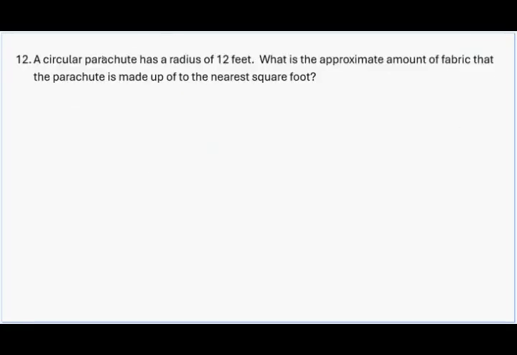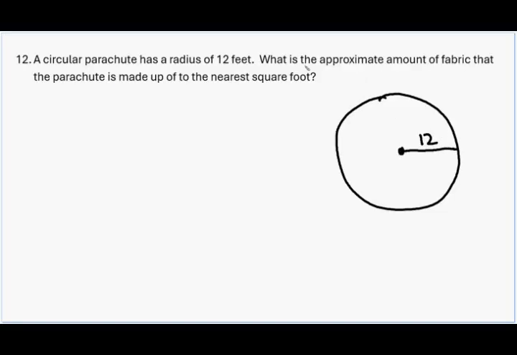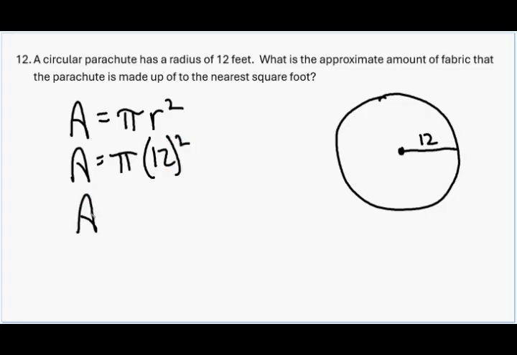Number 12, a circular parachute has a radius of 12 feet. What is the approximate amount of fabric, or that would be the area of this circle? What is the amount of fabric that the parachute is made up of, nearest square foot? So good old area equals pi r squared. Area equals pi times 12 squared. 12 squared is 144. So we've got 144 pi would be the exact area.